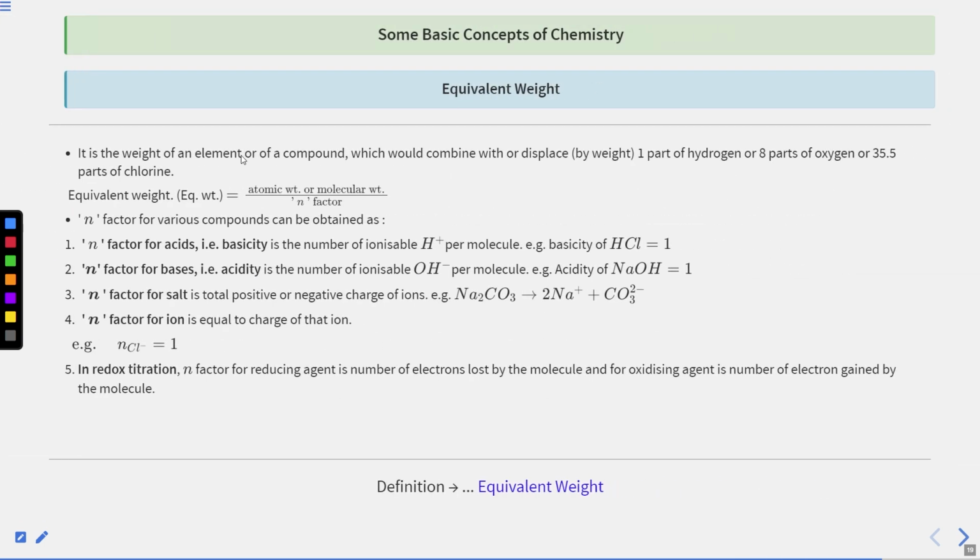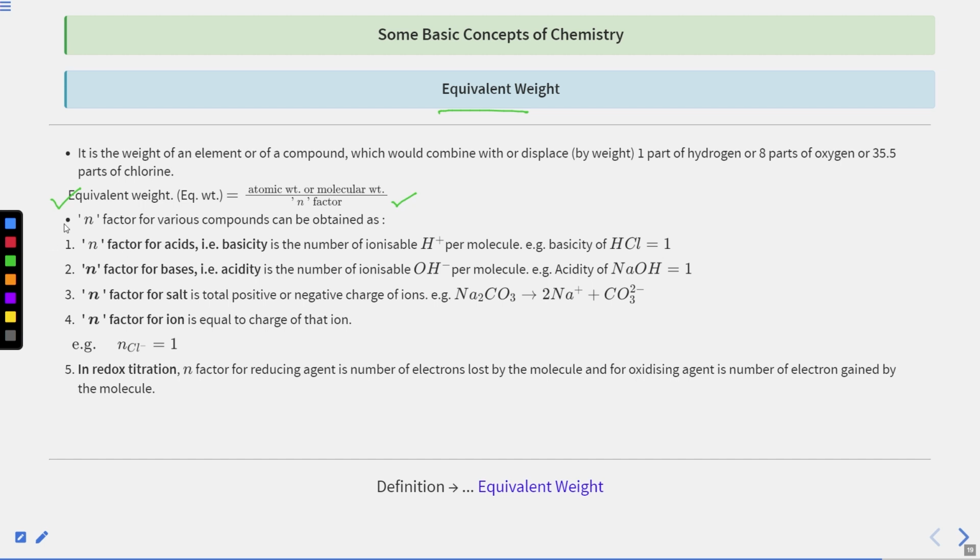Moving on to the equivalent weight. It is the weight of an element or of a compound which would combine with or displace 1 part of hydrogen or 8 parts of oxygen or 35.5 parts of chlorine. Basically, equivalent weight will be equal to atomic weight or molecular weight divided by the N factor.